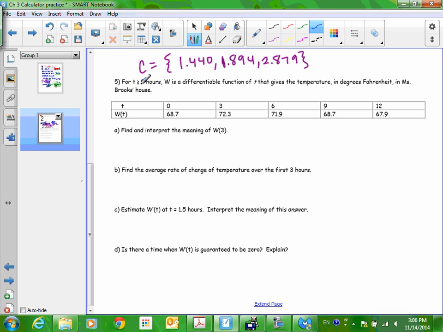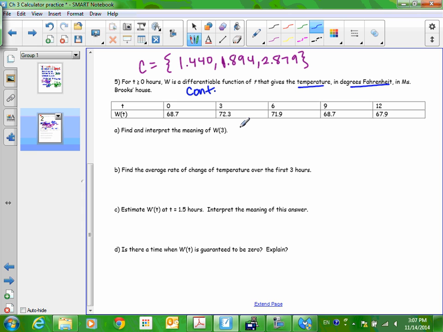So here we have T is greater than or equal to 0 hours. W is differentiable, which implies continuity, and gives the temperature in degrees Fahrenheit of my house. At the 0 hour mark, when I start timing, this is the temperature. At the 3 hour mark, this is the temperature. I don't know for sure that it steadily increased the whole time. It possibly dipped down colder and came back up, or went higher and came back down. I don't know that, but I do know that it's continuous. And every 3 hours I looked at the temperature.